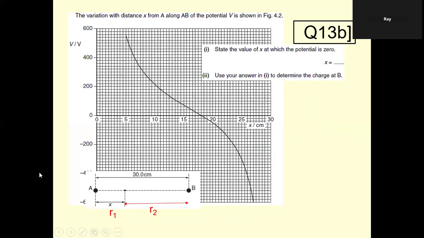Okay, let's answer the question paper. The variation with distance x from A along AB, that's your charge A, along AB, of the potential is shown in the figure, this is figure 4.2. State the value of x at which the potential is 0, reading from the graph only. What is the value? Where the potential is 0.